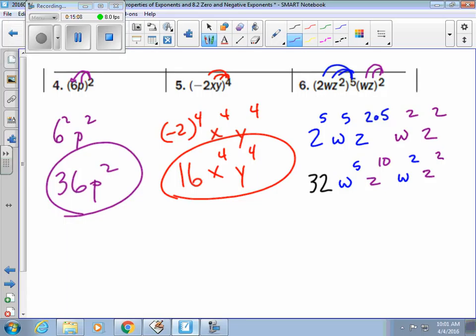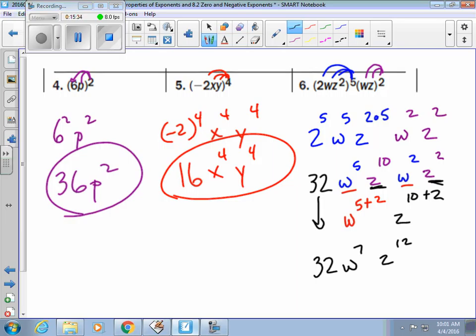You can multiply the same bases, w and w. Multiplying the same bases means you add the exponents, w to the 5 plus 2. And you can multiply the same bases, z and z. You add the exponents, z to the 10 plus 2. So don't forget this, 32, w to the 7th, z to the 12th. This is as far as we can go.